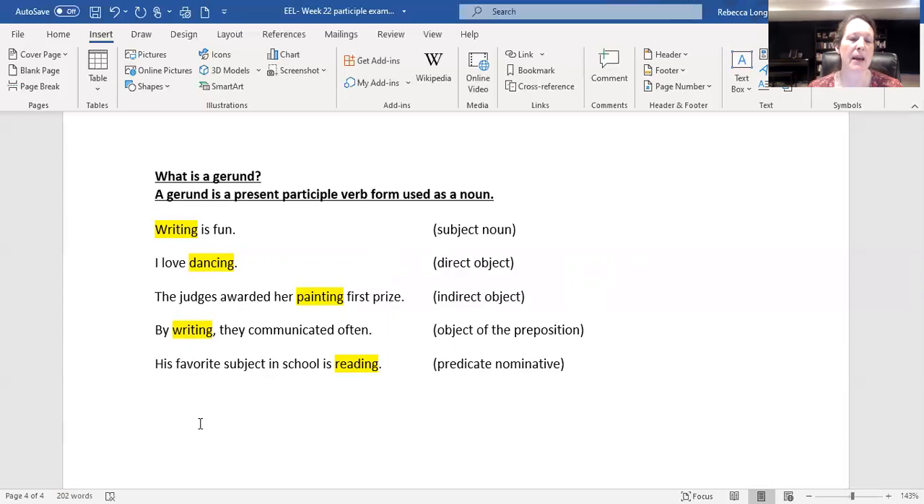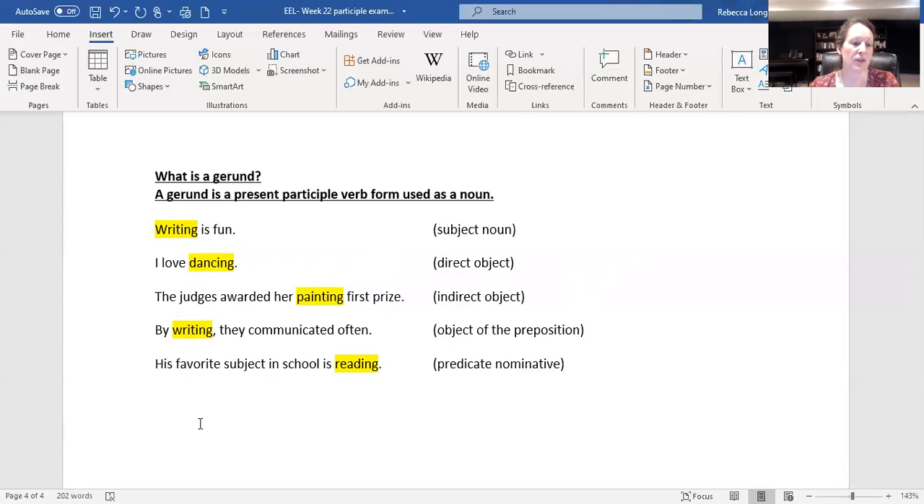Look at the next one. By writing, they communicated often. Here we have a prepositional phrase, by writing. And we know that a prepositional phrase begins with a preposition and ends with the object of the preposition. So in this case, writing is a verb form ending in ing. It's a present participle, but it's doing the job of a noun. And so we call it a gerund.